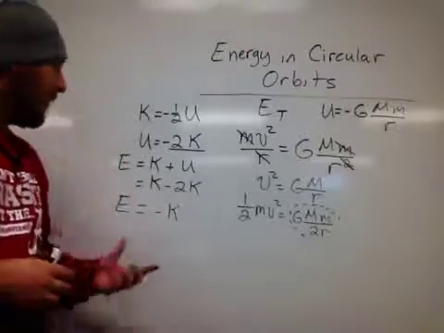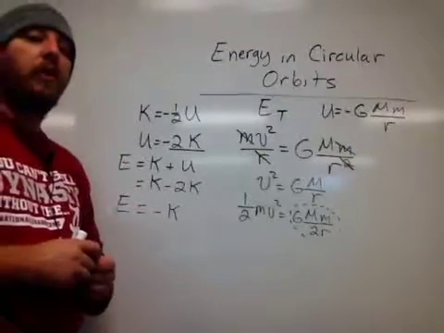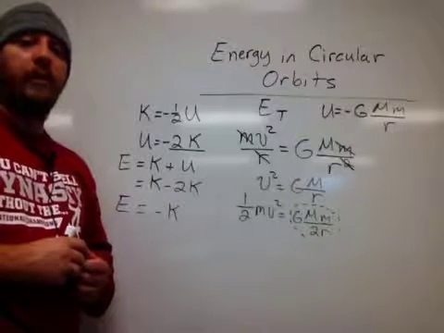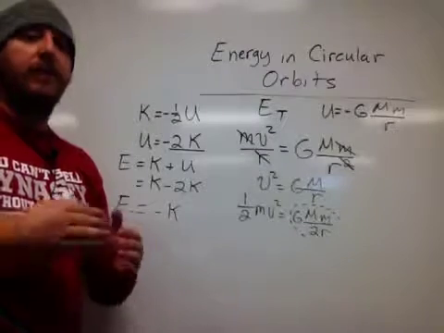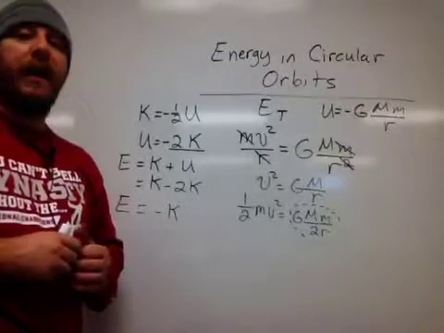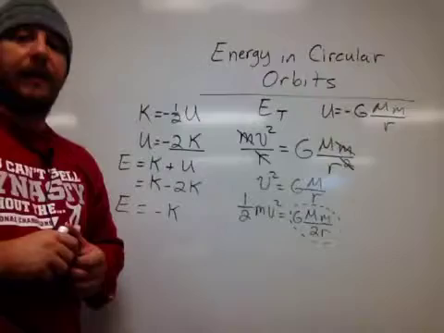Okay, but that's how you can show that the total energy in a circular orbit is negative, and that energy is equal, in magnitude, to the kinetic energy, but just with that negative sign.